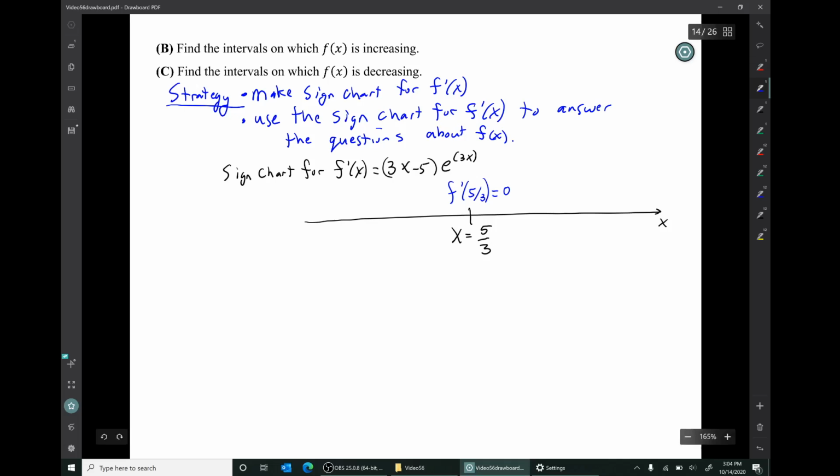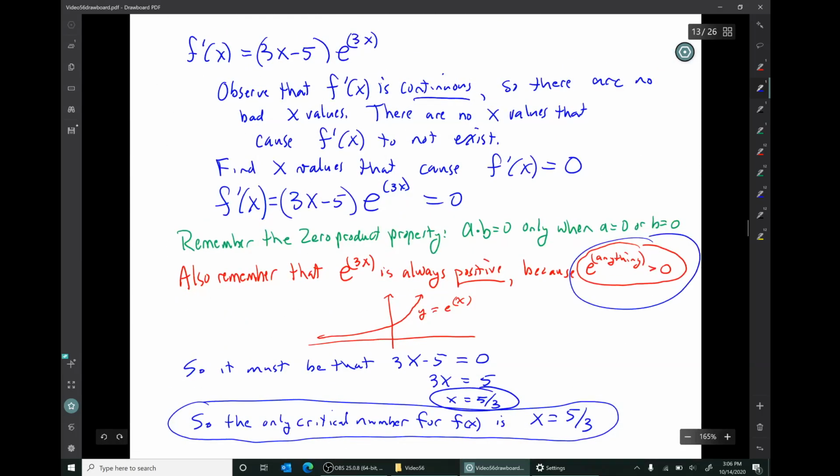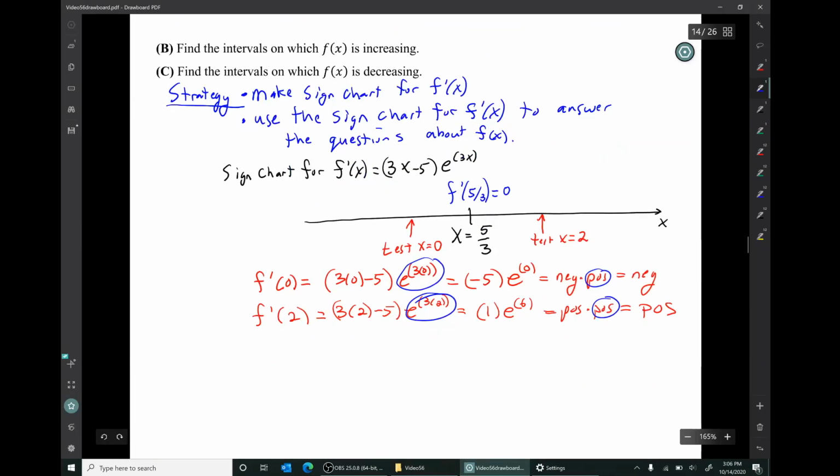And then now we have to find test numbers. Let's just use some simple ones, x equals 0 and x equals 2. So there are my sign calculations. Now the key thing to notice here is that I didn't actually find values for these expressions. All I cared about was whether they were positive or negative. Well, they're always positive because remember, e to anything is always positive. So that makes my sign calculations actually quite simple. All I had to do was figure out the signs for these expressions on the left. Now let's put that information on the sign chart.